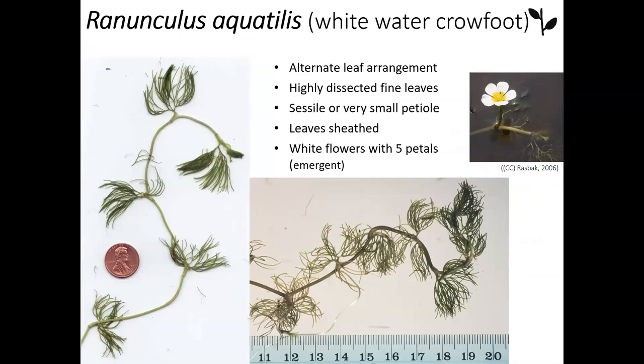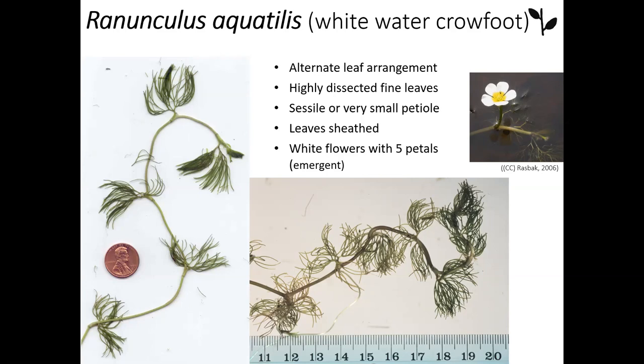Okay, next. The next species I'm going to talk about is Ranunculus aquatilis, or white water crowfoot. Typically, I see this species more in southern Wisconsin. It has an alternate leaf arrangement. And if you look at the leaves, they're highly dissected and they're pretty delicate. I would say the leaves sort of look like Myriophyllum leaves. So very delicate leaves. The leaves are sessile, meaning that there is no petiole, so the leaves attach directly to the stem. Otherwise, Ranunculus aquatilis will have a very short petiole.